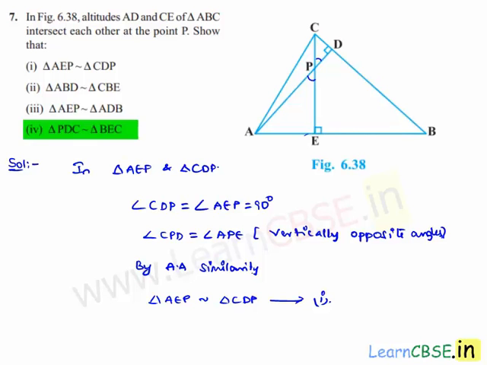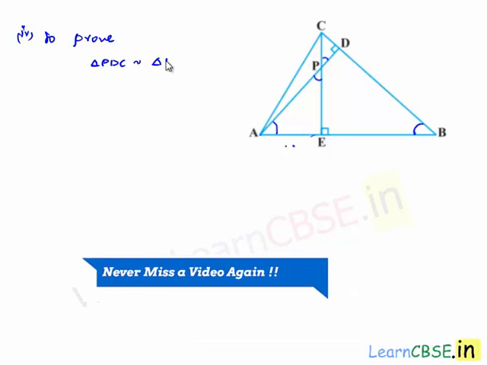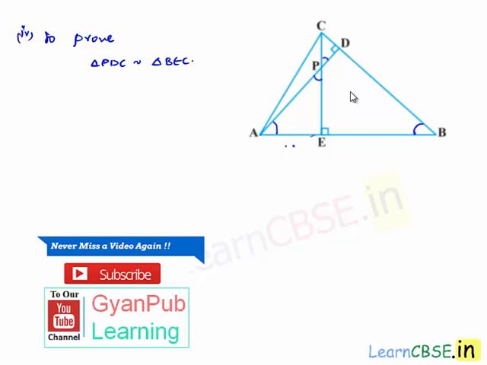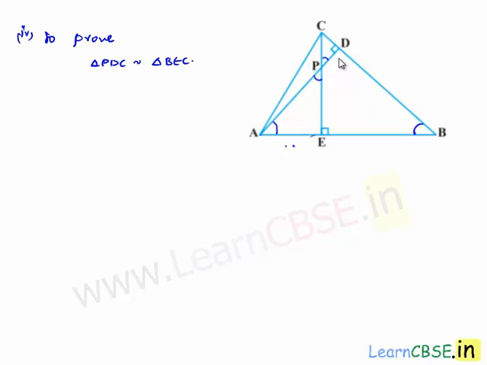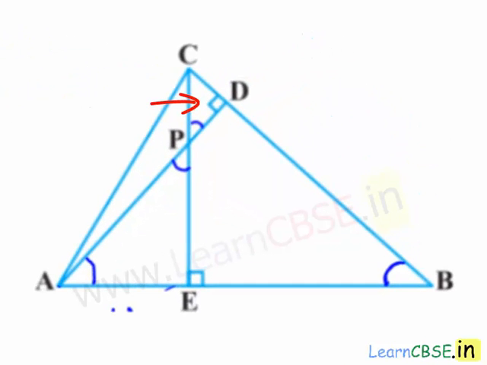Now moving on to the fourth bit, we need to prove that triangle PDC is similar to triangle BEC. That is, triangle PDC is over here and triangle BEC which is over here. So in this, angle PDC is equal to angle BEC is equal to 90 degrees, as CE is perpendicular to AB and PD is perpendicular to CB.